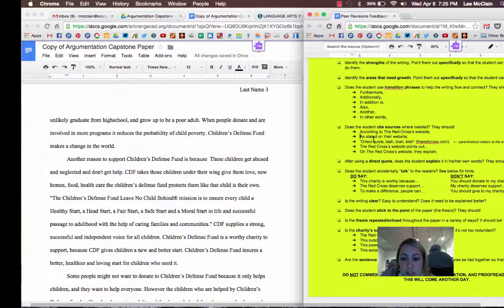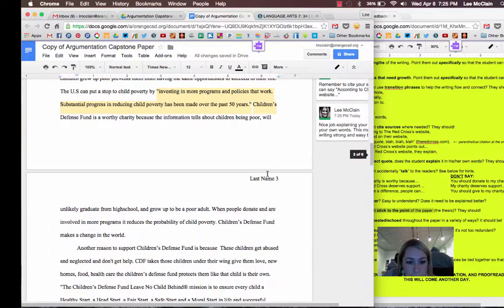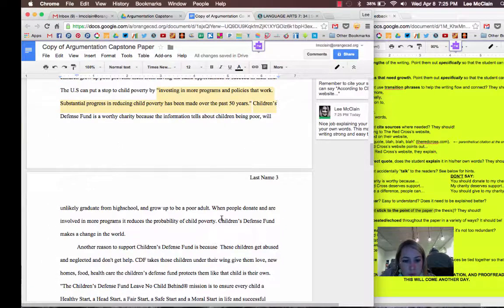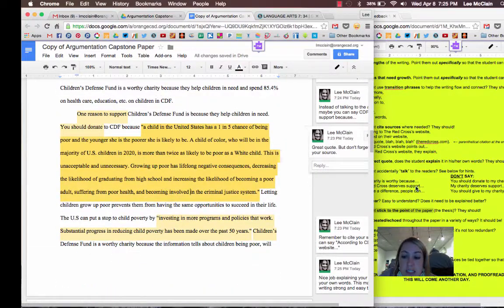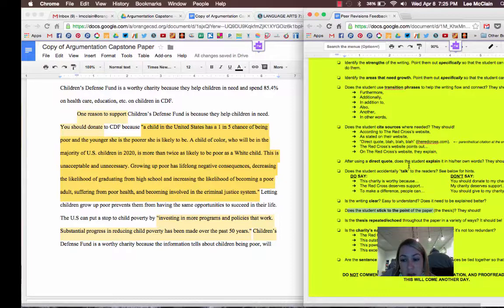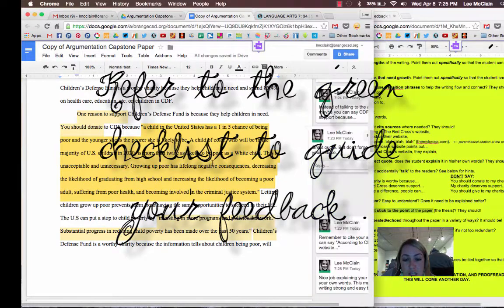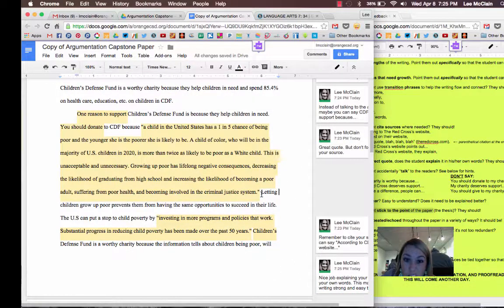Oh, wait, I'm supposed to be looking for, is she sticking to the point of the paper? I forgot to add my evidence for that. Let me come back up here. Ooh, it's a worthy charity because of this. It's a worthy charity because of that. That is her thesis, so she is sticking to it. And I keep coming back to my green feedback checklist to make sure I'm giving feedback on these things. I did this very quickly because I'm doing just a demo video. This should take a while.